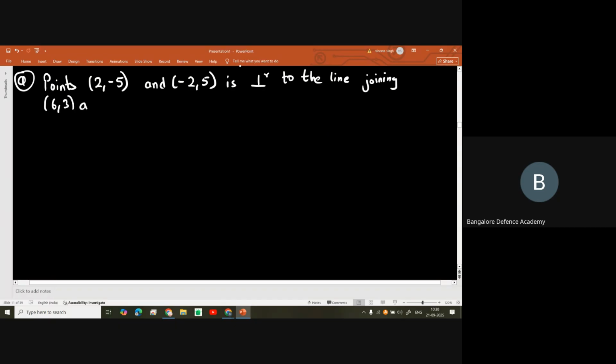Show that the line joining the points 2 comma minus 5 and minus 2 comma 5 is perpendicular to the line joining the points 6 comma 3 and 1 comma 1.